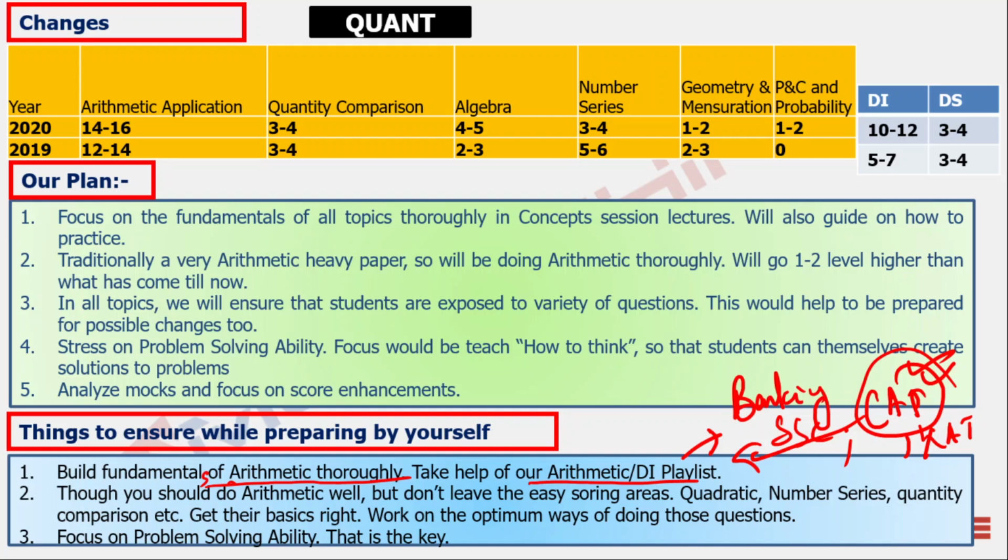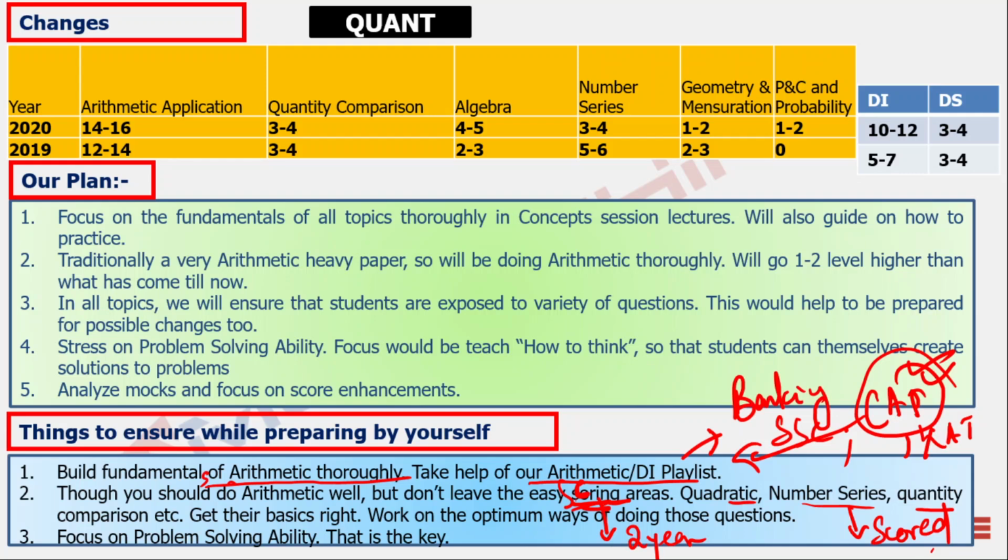And understand that you should be doing arithmetic thoroughly. That doesn't mean that you should be leaving the easy scoring areas. Now, what are the easy scoring areas? Please do not generalize it. I am saying easy scoring areas from what we have seen in the last 2 years: in quadratic, number series and quantity comparison, you could have scored in a way easier than in the arithmetic questions. So you could have done them first.